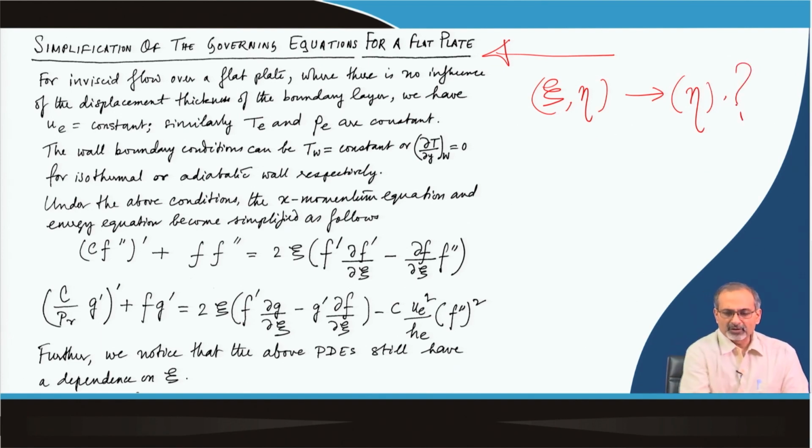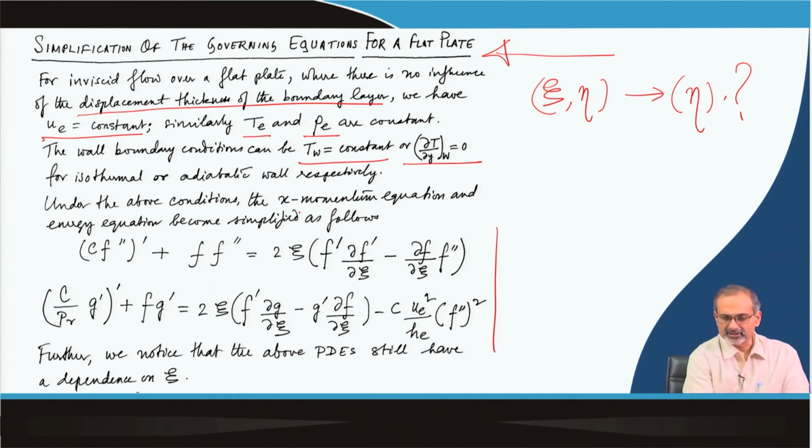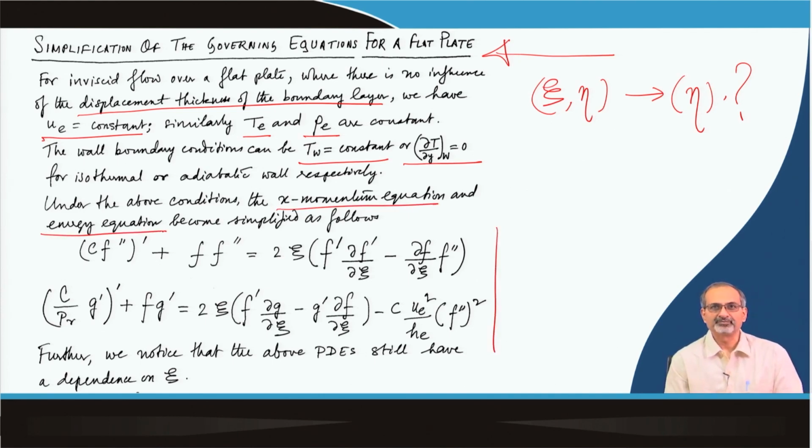For inviscid flow over a flat plate, where there is no influence of the displacement thickness of the boundary layer, obviously the UE will remain constant. Similarly, T, rho E, all these are going to remain constant. The wall boundary conditions, either in isothermal or adiabatic sense, will be like this, and under the above conditions, the x and y momentum equations, or rather the x momentum and the energy equation, will be simplified as follows.